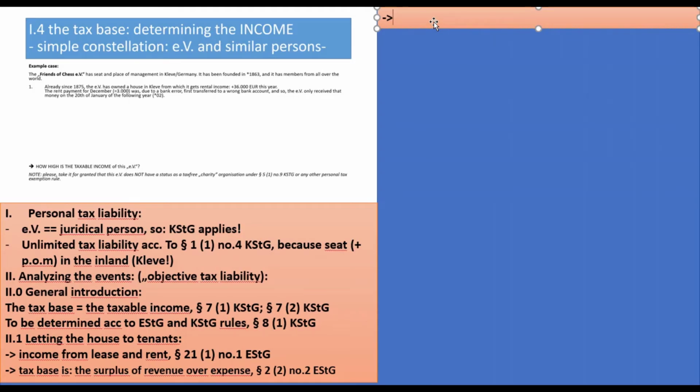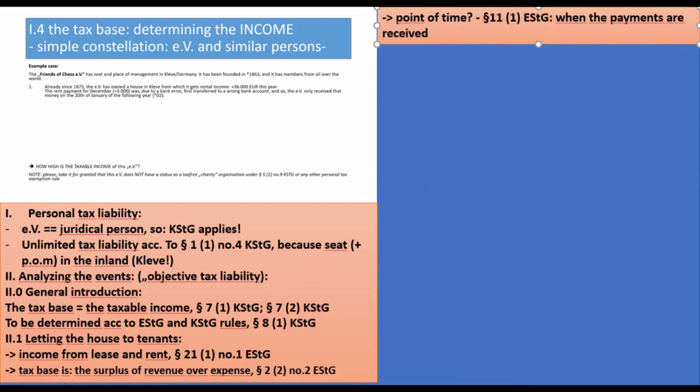Now, a last question which we usually have to ask is, when do the different parts of the income become relevant for taxation? So the point of time. Well, the basic rule under paragraph 11.1 ESTG was that income is relevant for the year during which it is received. So when the payments are received, 3,000 are only received next year here.